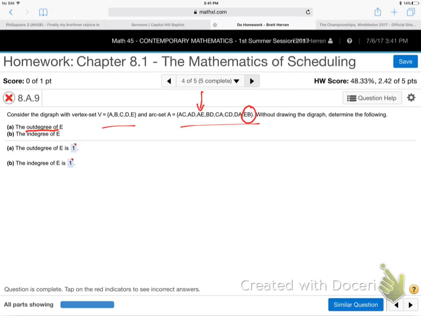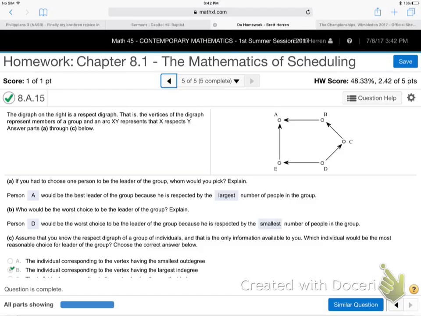Okay, can I skip over that? Sometimes sociology will use digraphs to connect relationships, how people relate to each other. So basically, this is a respect digraph. If somebody points to somebody, they respect them. So like E is pointing to A, which means E respects A. B respects A. C respects B. D respects C, and D respects E.